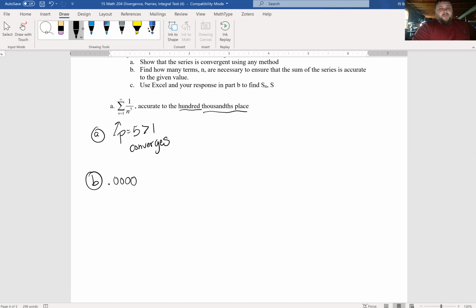Now it says 100,000s. Now the way we do this is when we get to the 100,000th place, we put a 0. We go one more and put a 5. So whatever the accuracy asks for, go one more place and put a 5. Why do we do that? Well, we all know that if the next digit is a 5, we round up.